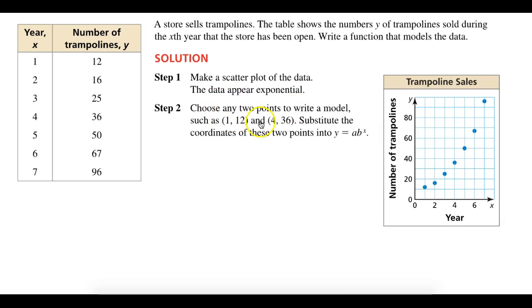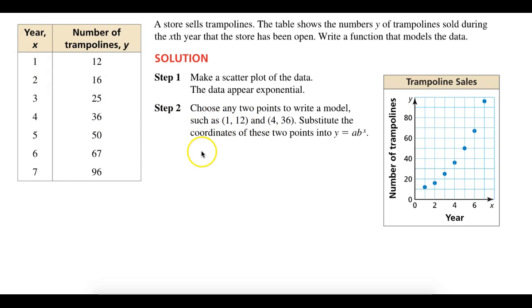We need to pick any 2 points to write the model. In this case, we could choose 1 and 12, and really we can do any. Let's just do 4 and 36, because that's what the book chooses. It's always nice to pick an x value equal to 1 if you have a choice, because in the standard form ab to the x power, when x equals 1 that gets rid of your exponent. You're just going to have y equals ab. So if you have the choice from a data table, an x value of 1 is always a nice point to pick. Let's go ahead and use these 2 points.